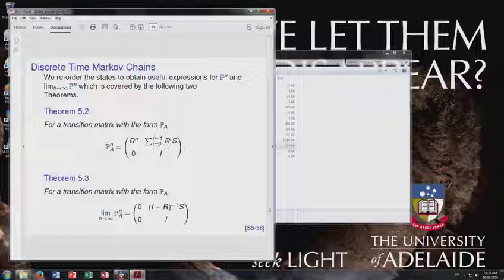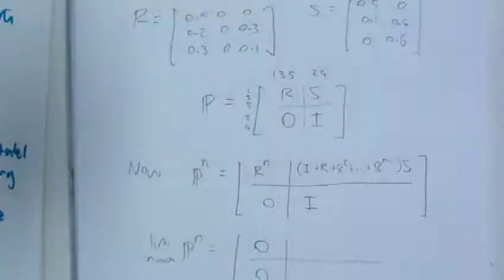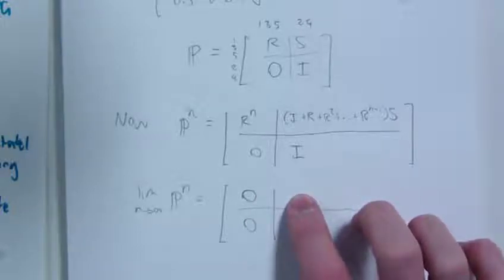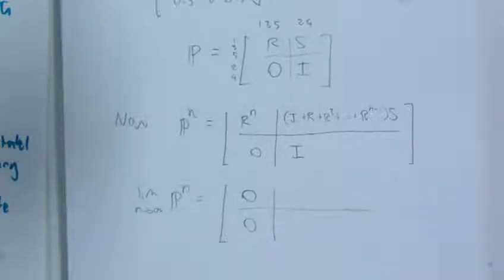And, whoops, sorry, docking the camera. You'll end up with a 0 in that spot just there. The R to the n will go to the 0 matrix, and that's because it has 0 eigenvalues automatically, the R. And the 1 plus R squared plus whatever, if they were numbers, that would be 1 minus R to the n over 1 minus R, if they were numbers. And it works perfectly well for matrices, only there's no such thing as 1 minus R. That would be I minus R inverse.